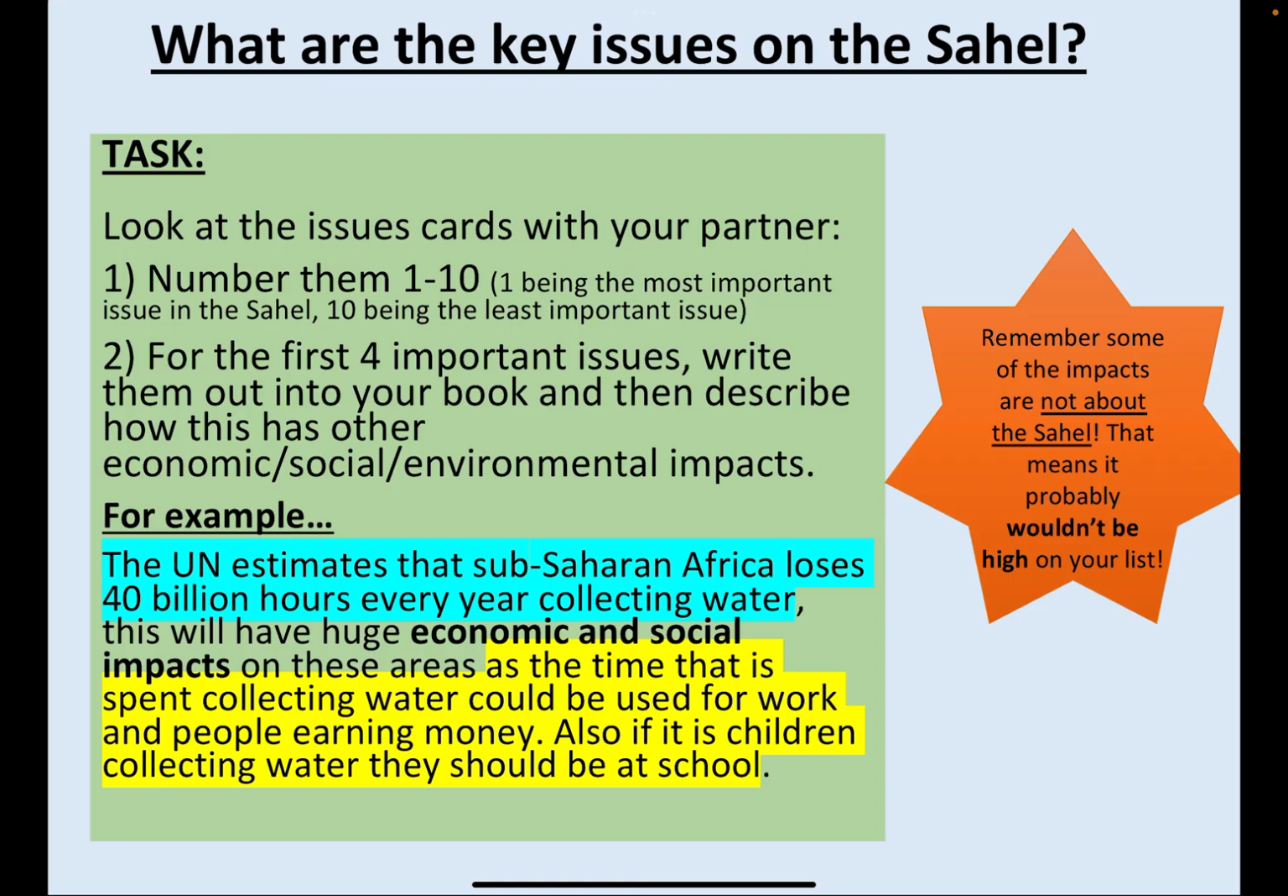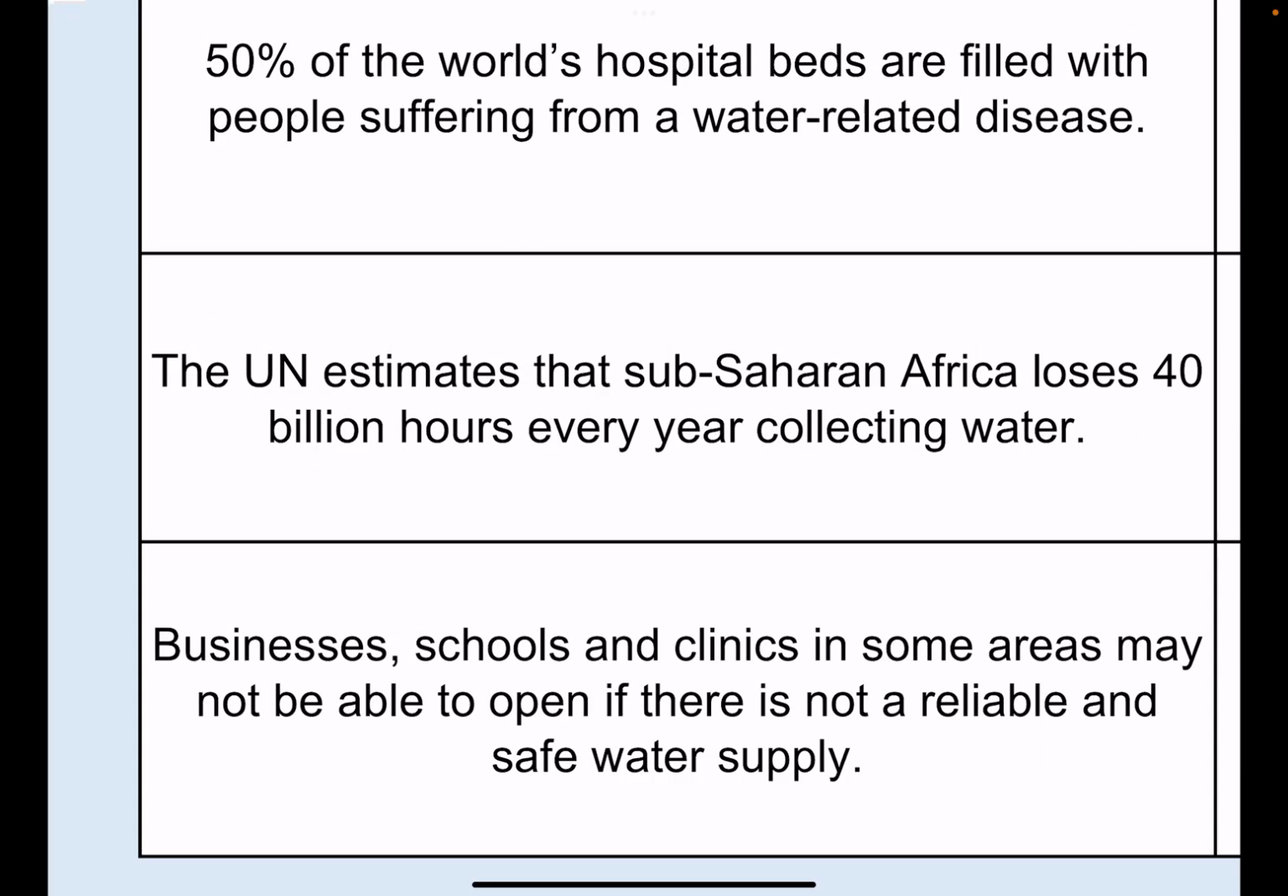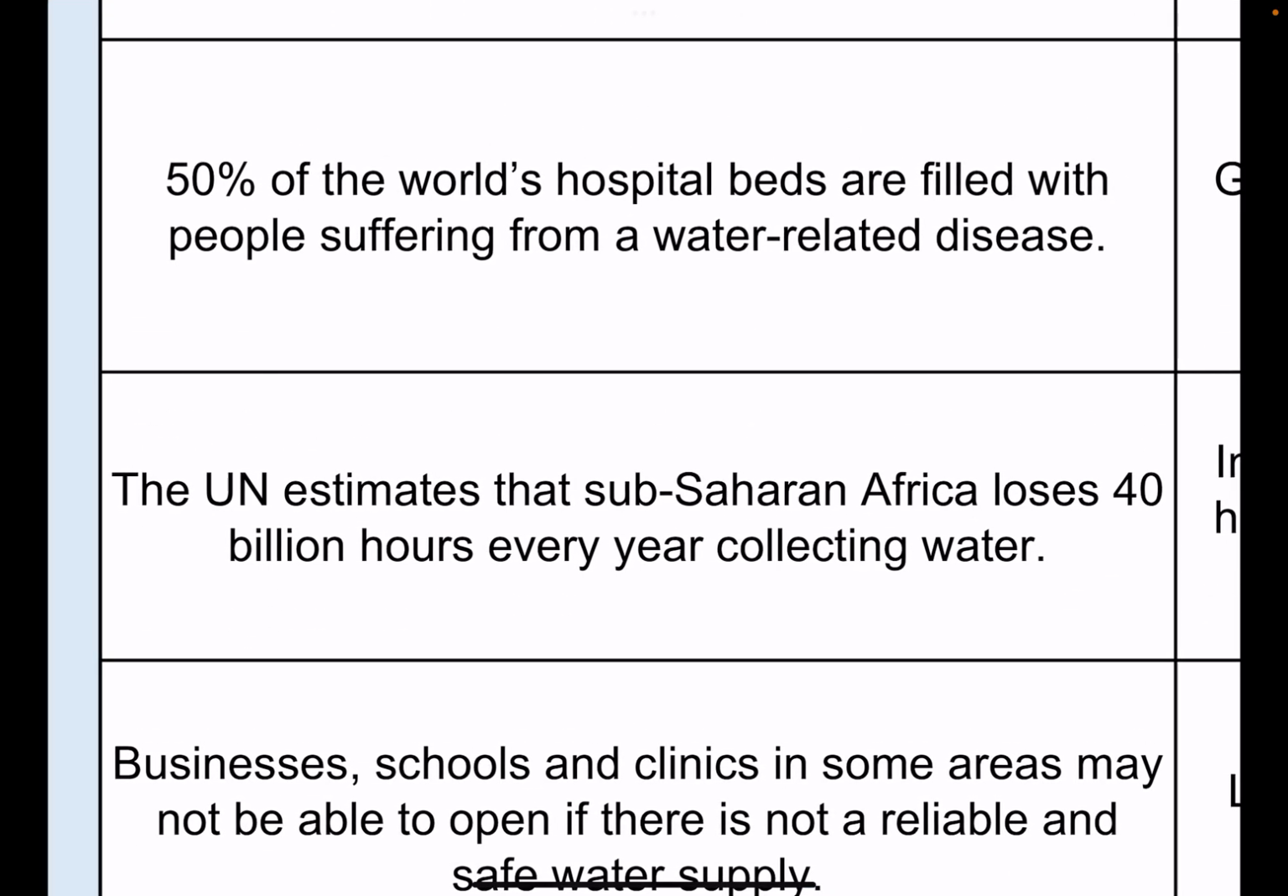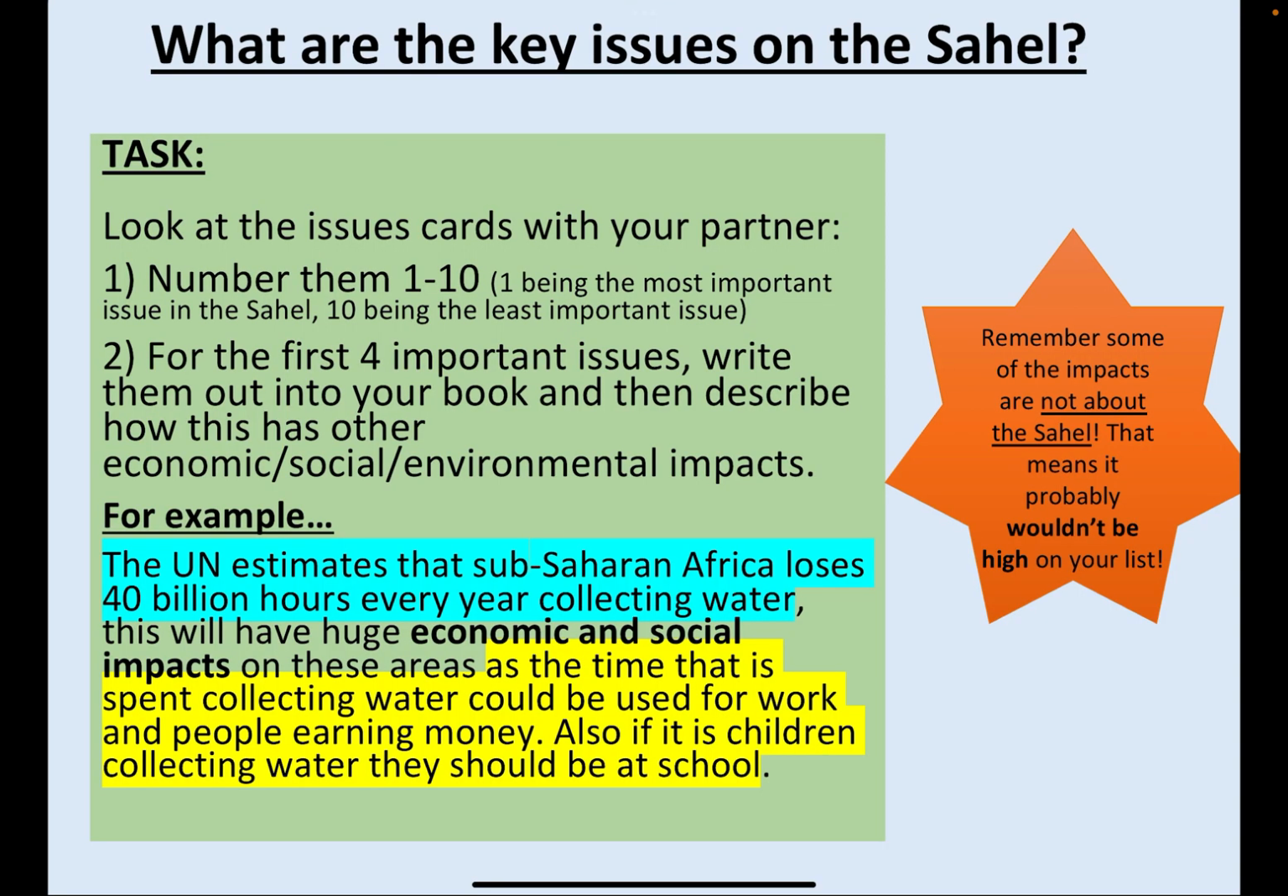In blue, I've got the point. The UN estimates that sub-Saharan Africa loses 40 billion hours every year collecting water. That is the point I have got from this card over here. What I've then done is I've described how this has other social, economic, or environmental impacts, as this time that is spent collecting water could be used for work and people earning money. Also, if it's children collecting water, they should be at school, meaning that they miss out on an education. So you can see how I've added the point from a card and then I've added detail to how it's social, economic, or environmental.